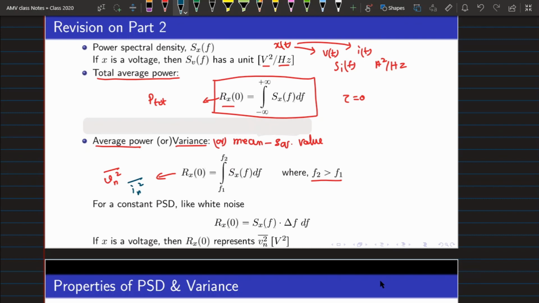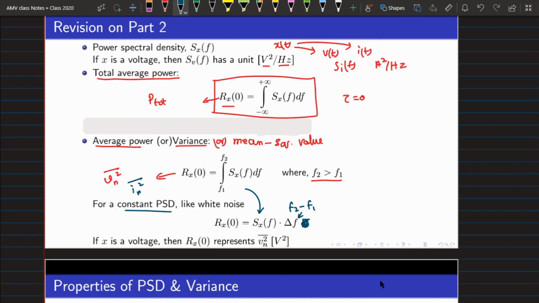The moment the power spectral density becomes a constant, where it doesn't depend on frequency, then this integral steps down to a very simple relation. Sorry for the df which is not here. So the integral that runs between f1 and f2 turns out to be the difference f2 minus f1, and that is what is represented in terms of delta f. This is possible only when I have a constant power spectral density term.